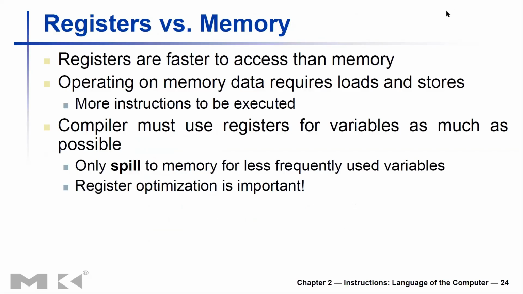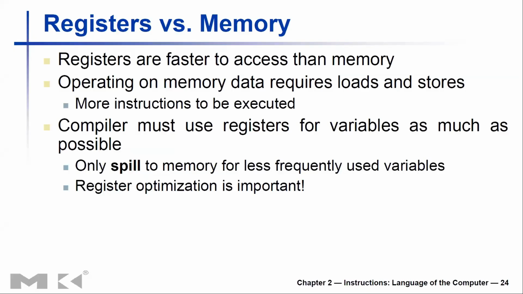And now we can see the difference between registers and memory. Registers are faster to access because they reside in the processor itself. You don't need to go anywhere else to access them. When you want to access memory, it takes more time because you are accessing another device. And operating on memory data requires loads and stores.